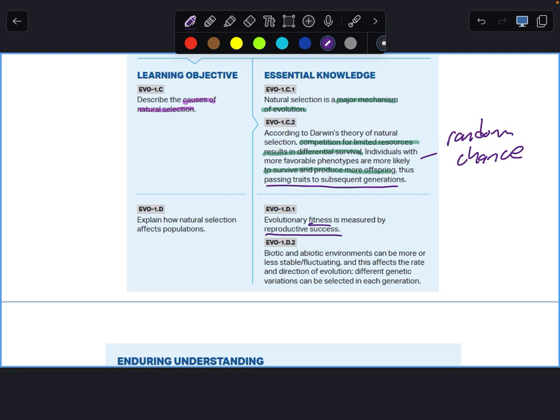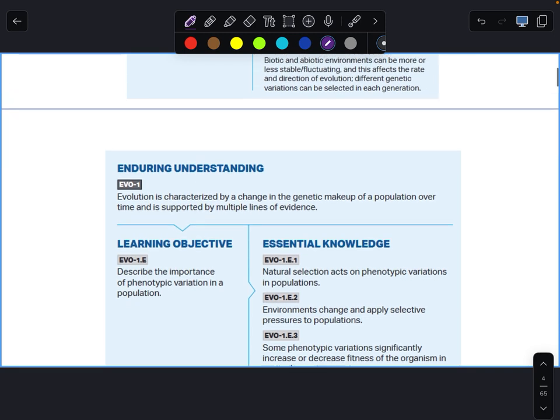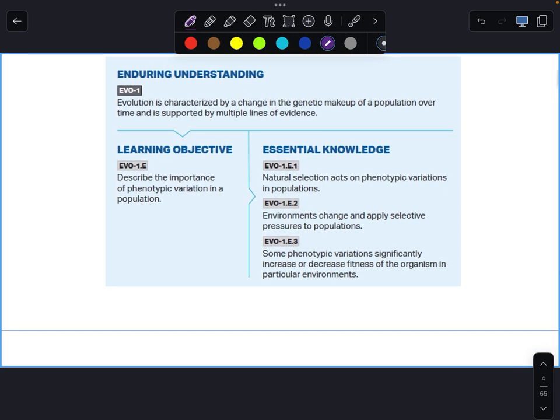Biotic and abiotic environments, so living things in the environment and weather and non-living things, can be more or less stable or fluctuating. And this affects the rate and direction of evolution. We'll look at great case examples of that, like finch beak size and some lizards and all sorts of different things. So different genetic variations can be seen in each generation. Again, evolution is a change in genetic makeup.